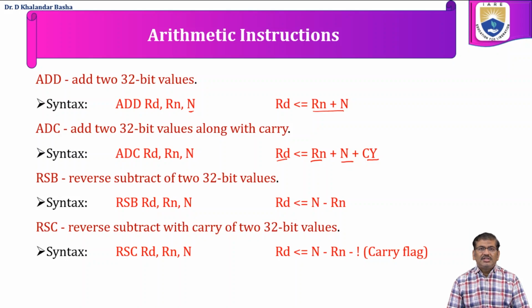The next instruction is RSB, which is reverse subtract of two 32-bit values. The syntax of this instruction is RSB, Rd, Rn and N.